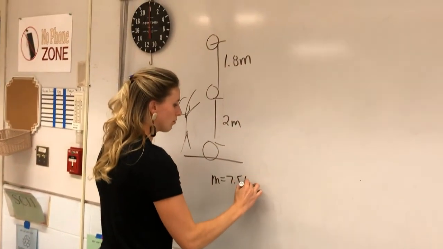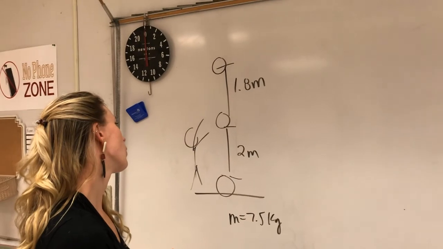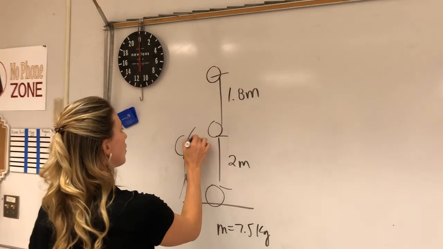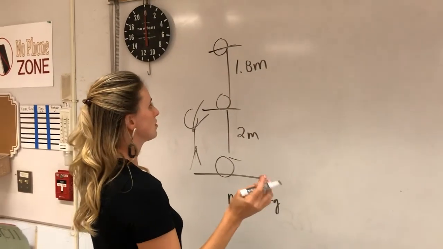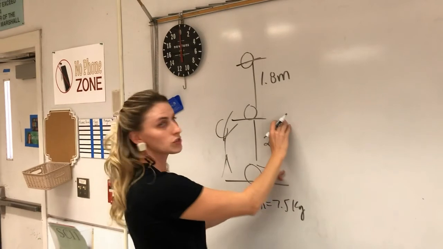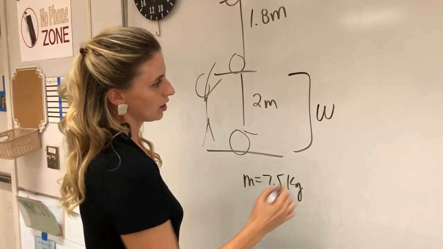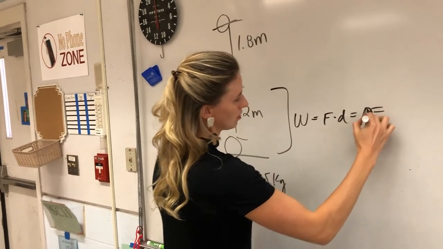Okay, and the bowling ball has a mass of 7.5 kilograms. What can we know? Well, we've already done one thing. We've put how high above the hands it went, 1.8 meters. So let's take a step back here. He does work during this part, right? So this is when we do work. And we know work is force times distance. It also equals the change in energy.